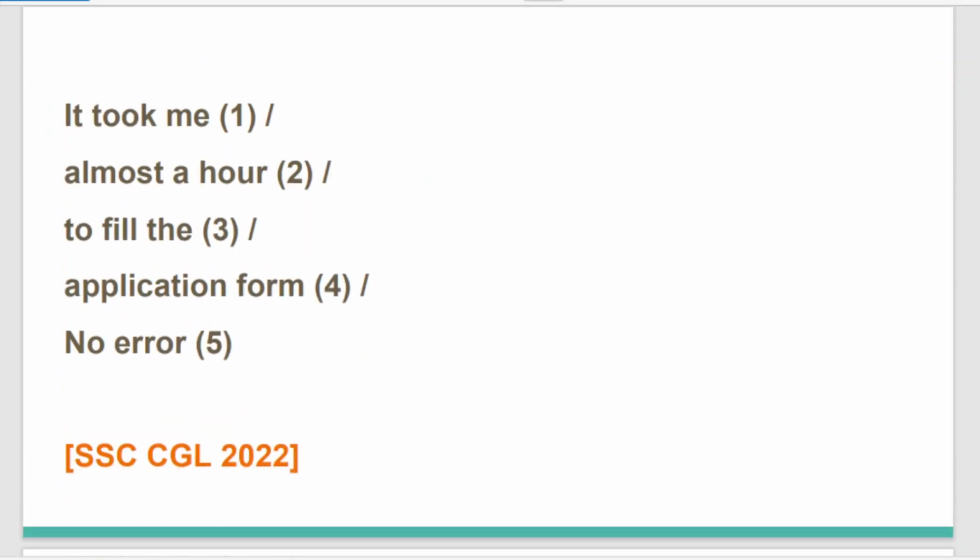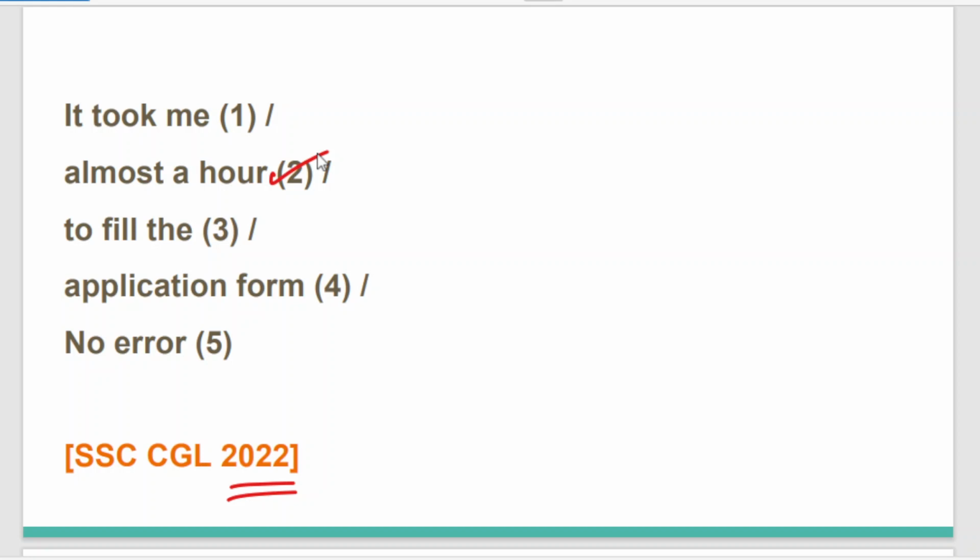Moving to the next question, which is another easy one. "It took me almost an hour to fill the application form." "It took me almost an hour to fill the application form." Now this is a question from SSC CGL 2022. It took me almost an hour. Very easy and very convenient to find out. The error is lying in part 2.